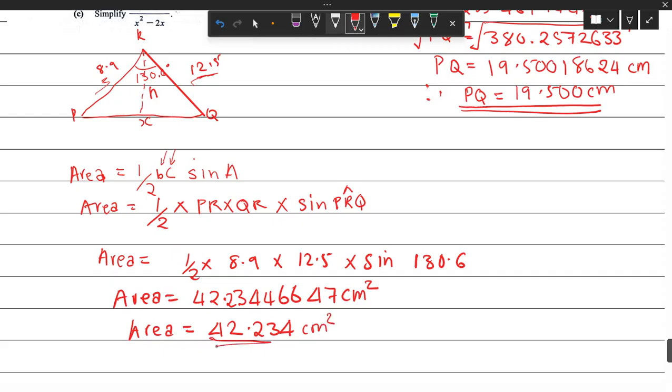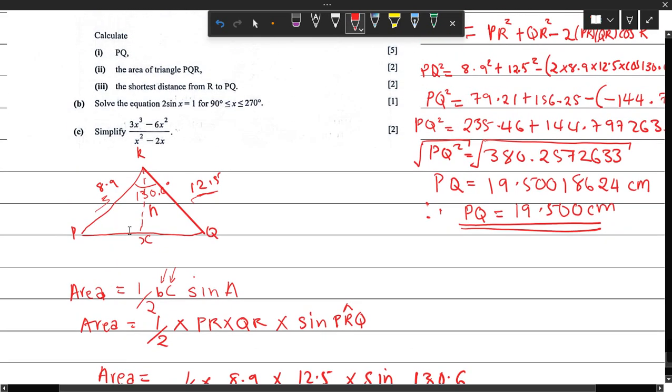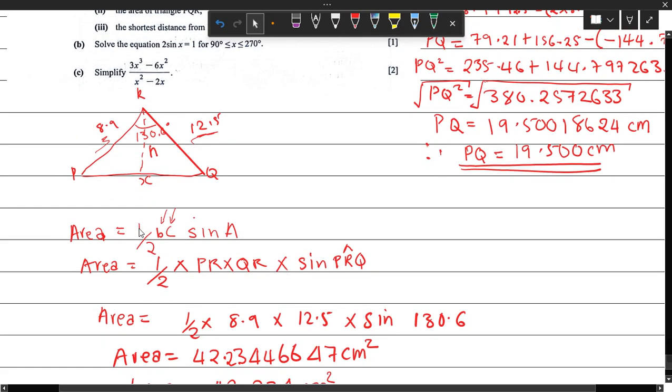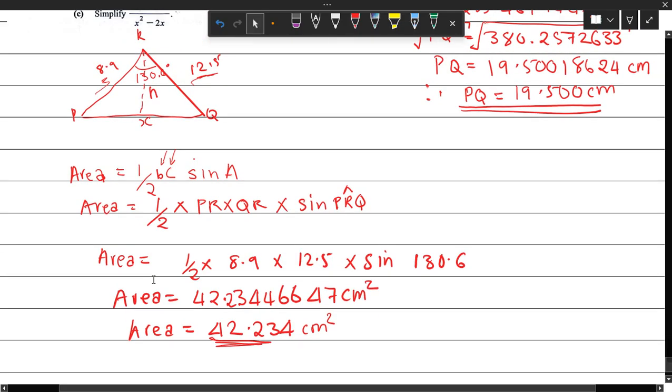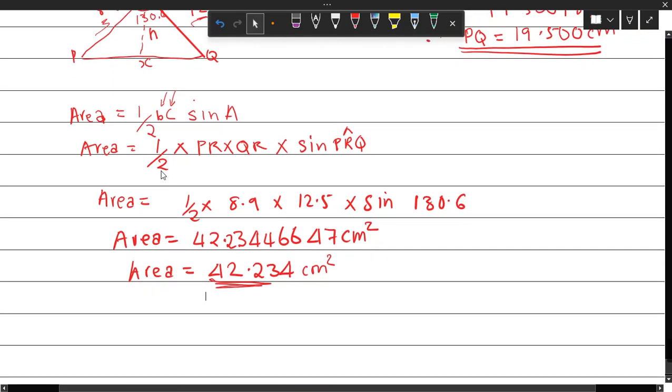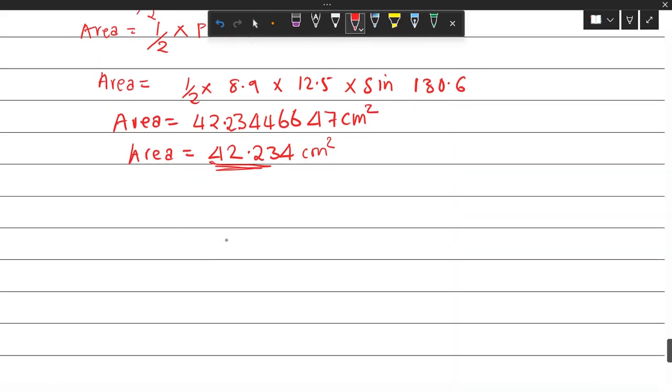So you can be wondering, why are we finding area, but the question they want us to calculate the shortest distance? Well, you can't find the distance without finding the area. Okay, so we have this now. We have the area. Now you will see why we were finding the area.